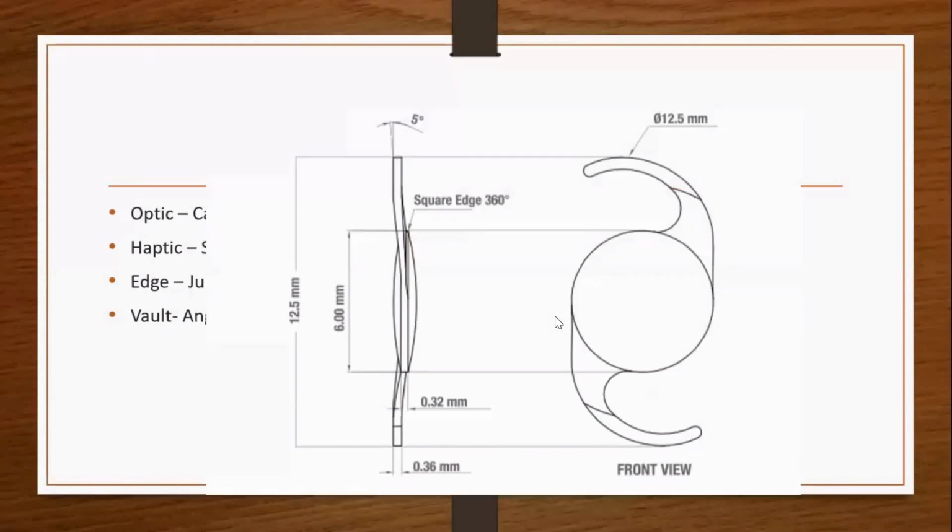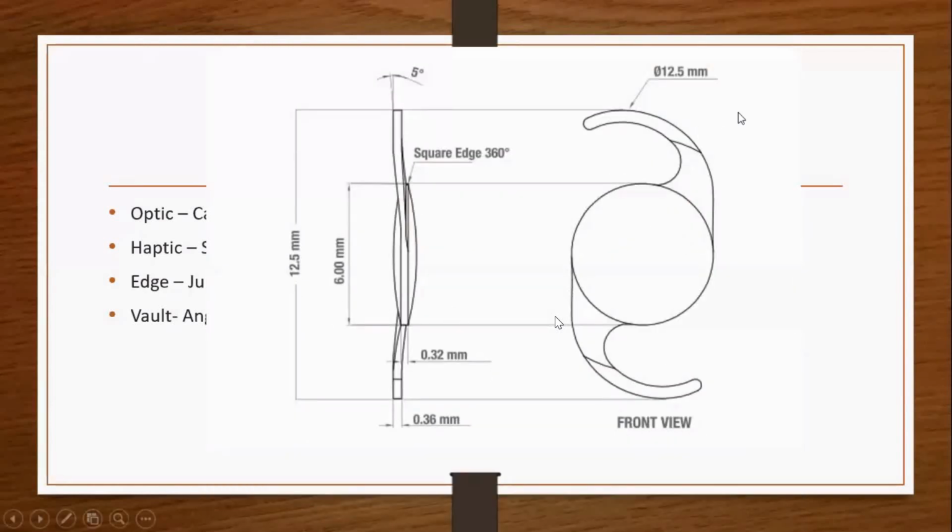Okay, so here is the IOL. Here you can see a front view of an IOL. In this IOL, this is the optic and this is the haptic. The edging is at the junction between the optic and the haptic. You can see the square edge here. The square edge or the sharp edge will be 360 degrees, that is, the entire optic and haptic junction has this edging. And then here you can see the 5 degree. There is a bending of the haptic from the optic. This is known as the vaulting angle.